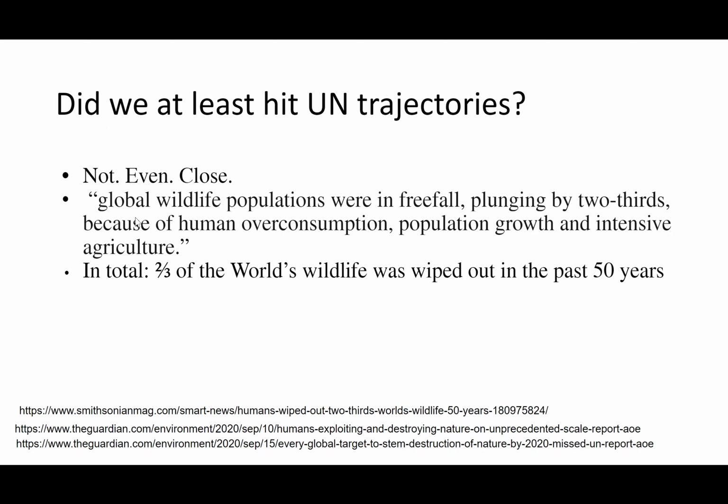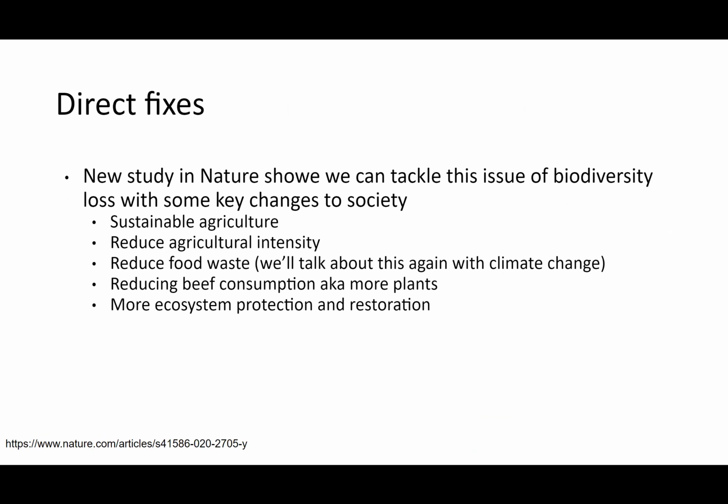And so I like this quote, and it says, global wildlife populations are in free fall, plunging by 2/3 because of human overconsumption, population growth, and intensive agriculture. And in total, about 2/3 of the world's wildlife was wiped out in the past 50 years. If you want to read a little bit more about that, take a peek at these 2 articles from The Guardian as well as Smithsonian, really talking about that. Of all these trajectories we tried to hit, we simply failed.